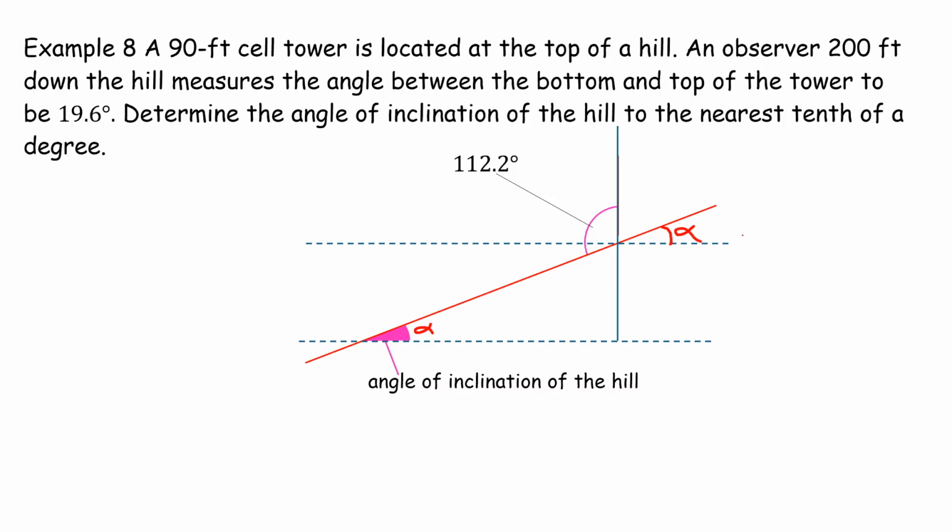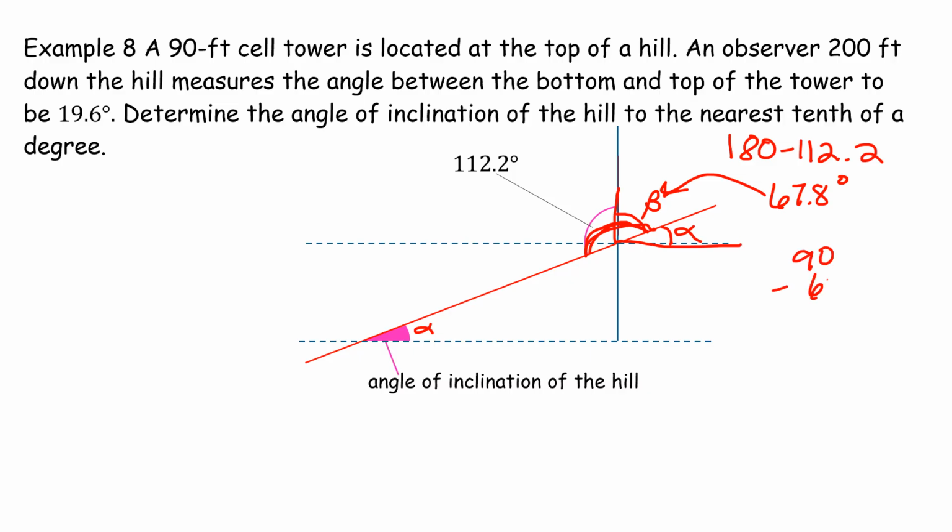And we can use the angle we know, 112.2, to find out what alpha is, because there's another angle here that we could call beta. And you can see that beta and 112.2 form a straight line. So 180 minus 112.2 is going to give us 67.8 degrees for that beta right there. And beta and alpha make a right angle. So 90 minus 67.8 is going to give us 22.2 for that angle of inclination at the bottom of the hill.